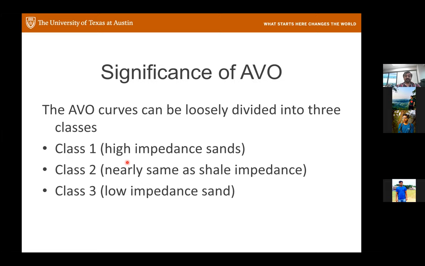So class one would be high impedance sand. Class two would be nearly the same as shale impedance, and class three is low impedance. The reason I wanted to emphasize this is that in yesterday's lecture by Kyle Spikes, he mentioned that the velocities and densities of different rocks vary, right? They depend on several factors. There can be situations where your sand velocity or sand impedance may be higher than shale. It could be very close to shale impedance, or it could be low impedance. And that all depends on what kind of pore space you have, at what depth they occur, and what kind of pore fluid they have.